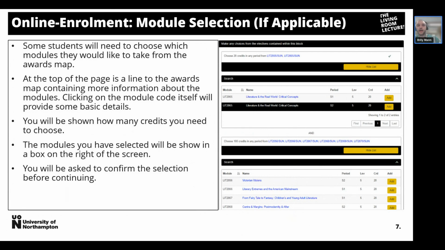You'll need to choose enough credits to meet the requirements of your course. At the top of the page, you'll see a link to the awards map, and clicking on the module code itself will give you a description of the modules, and it will let you know how many more credits you need. And the modules you've selected will be shown in a box on the right of your screen. It will give you a chance to confirm these before continuing, of course.